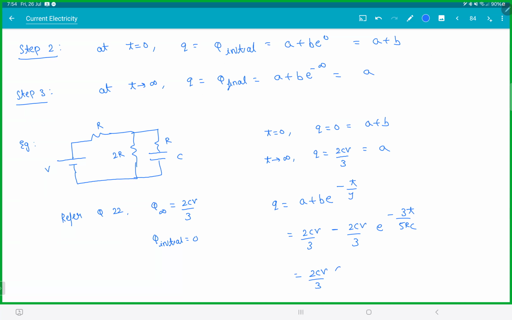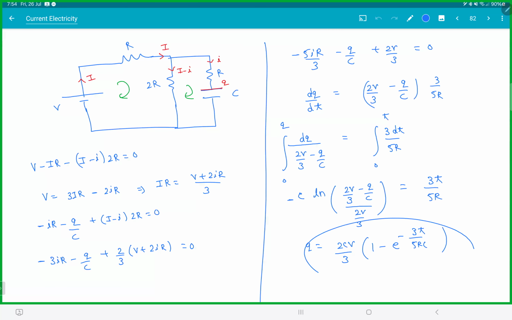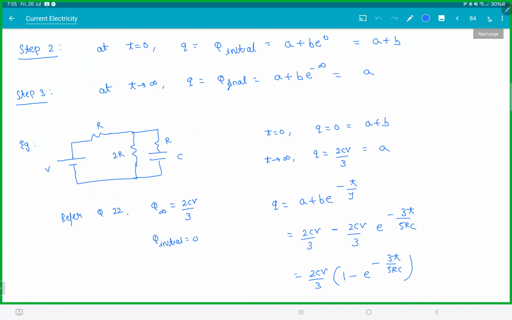We get 2CV by 3 common, 1 minus e power minus 3t by 5RC, which was the same answer. Is this making sense, everyone? This thing involves 3 steps. Finding the time constant, you have to do a little work. Step 2 is easy, Q initial will be given. Step 3, you have to do the steady state circuit.